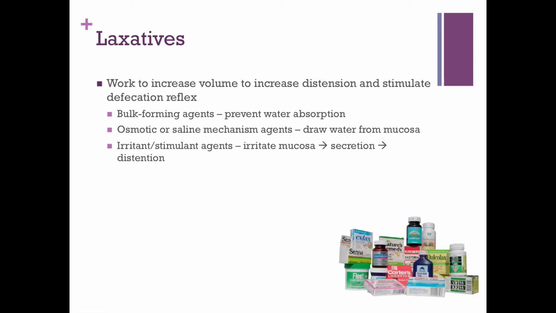There's also agents that are just given to induce irritation. So like senna is one of those things. Those irritate the mucosa and cause secretion of water and then subsequent distension of the colon. So those are things that cause quite a bit of like cramping and irritation and pain. Bulk forming, people do get used to them over time, but in the short term, they cause a lot of gas and pain and discomfort. Osmotic or saline agents, those work really quickly.